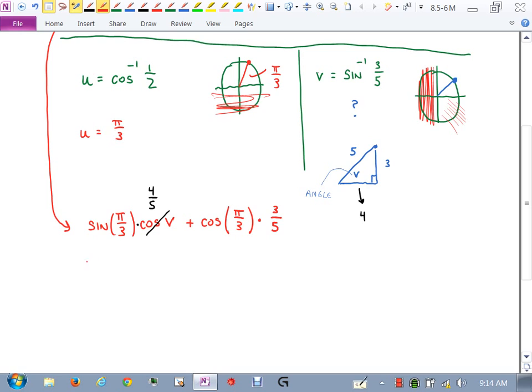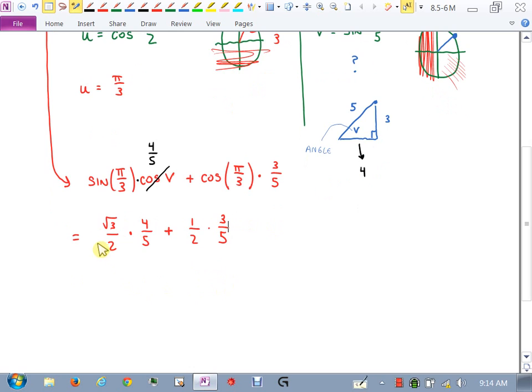All right, and we're pretty much ready now. What is sine of pi over 3? That's the y coordinate at pi over 3, which is root 3 over 2, times 4/5, plus, what is cosine of pi over 3? 1/2, times 3/5.